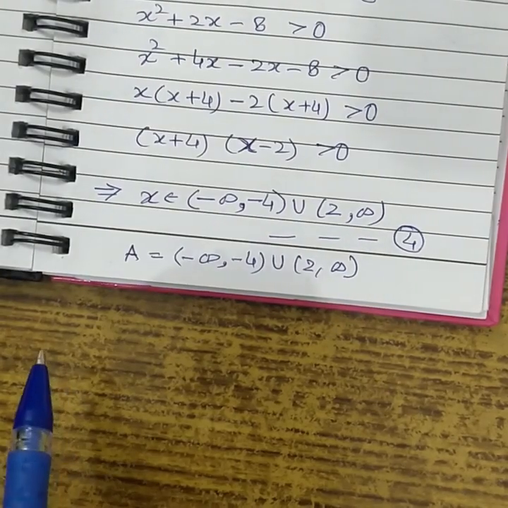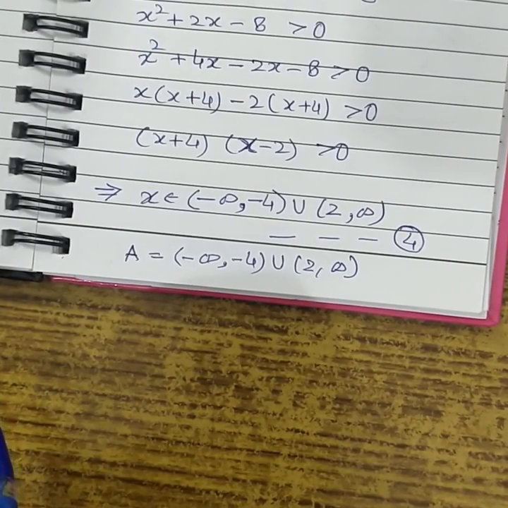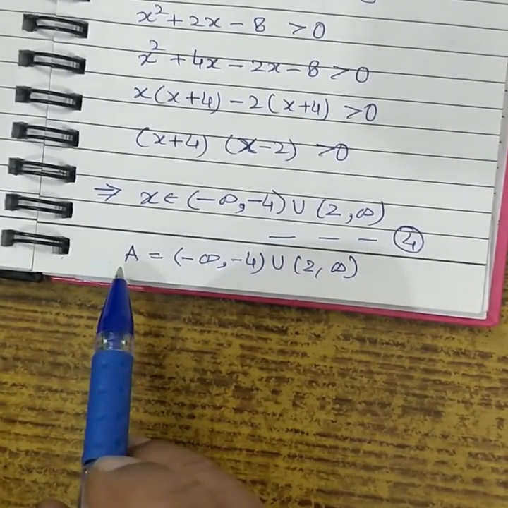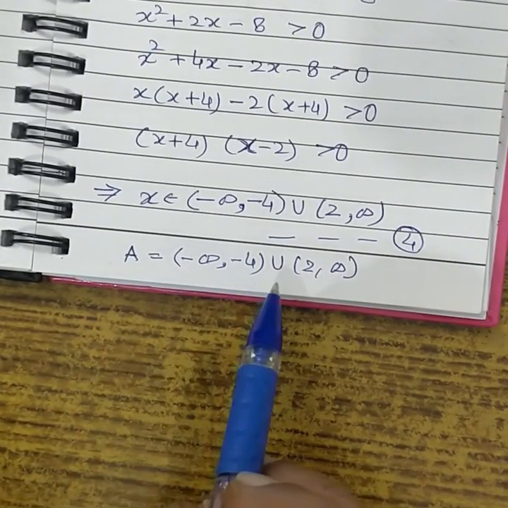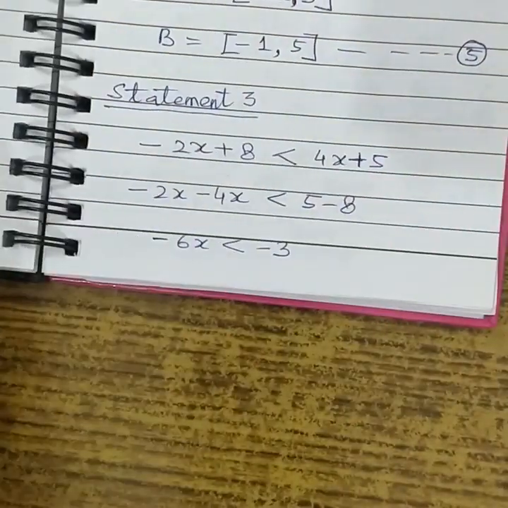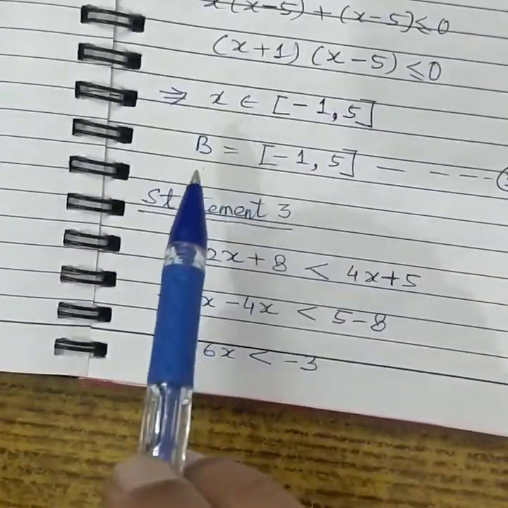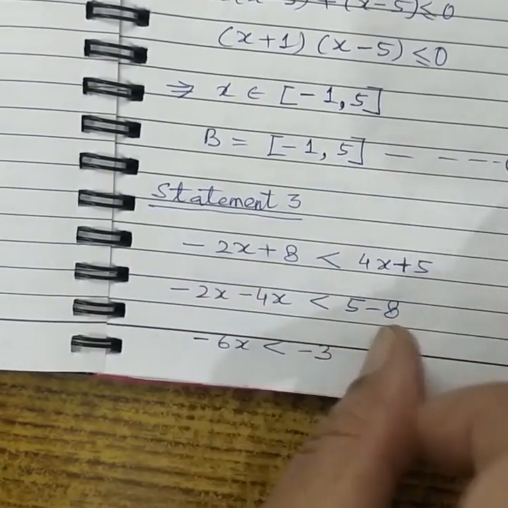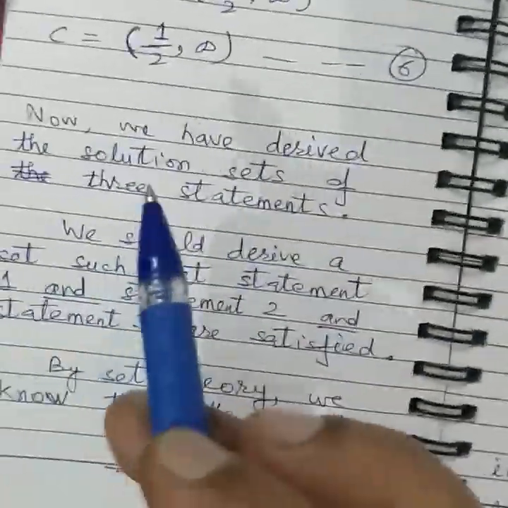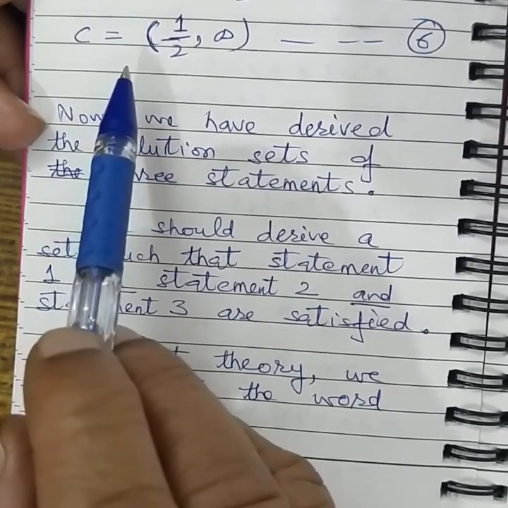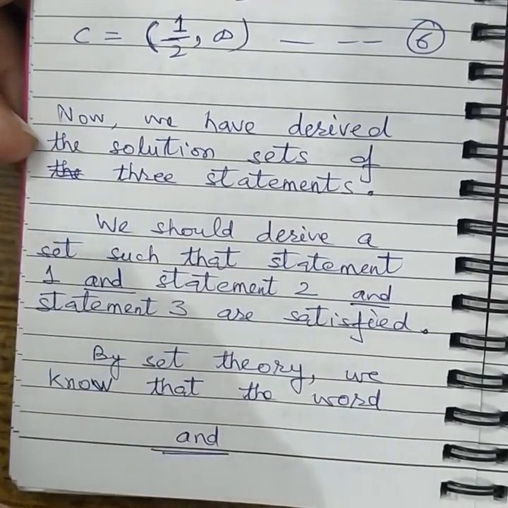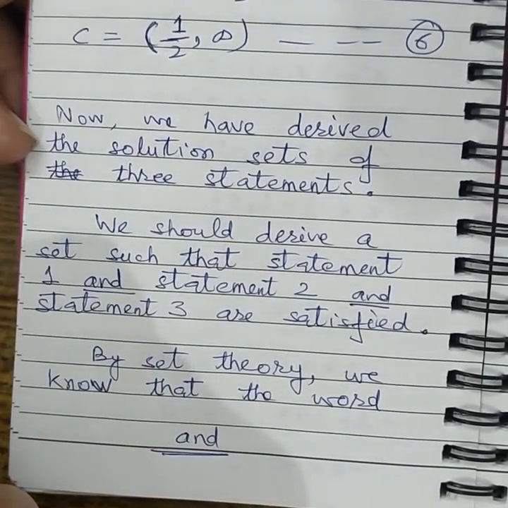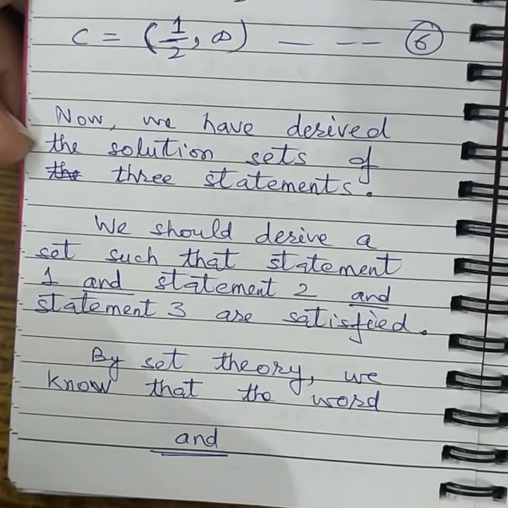After that, we solved the 3 statements and derived their solution sets. A is the solution set of statement 1. B is the solution set of statement 2. C is the solution set of statement 3. Now we are going to carry out the next steps to solve this inequality.